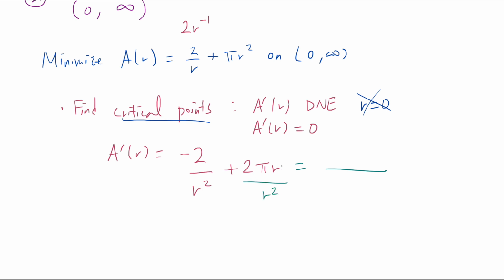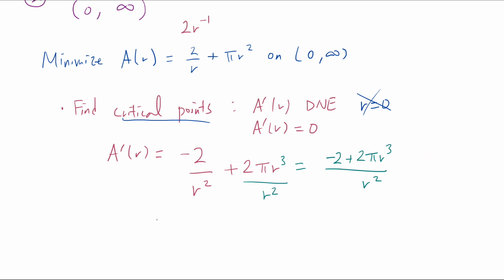I gotta multiply by r squared to the top. So let's write it as 2 pi r cubed over r squared. And now I can add them up: negative 2 plus 2 pi r cubed, divided by r squared. And now we can easily find the critical point where it's 0 by looking at where the numerator is 0. So that's what we want.